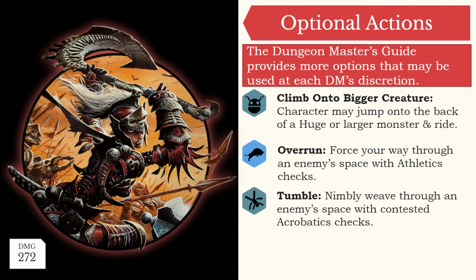This rule allows a character also to pass through an enemy space by weaving between, vaulting over, or deftly sliding under their enemies. As either an action or a bonus action, the moving character and the enemy that they are tumbling past each roll dexterity acrobatics checks. If the moving character wins, they can move through the enemy space one time during their turn, but this acrobatic tumble will still provoke opportunity attacks as usual.